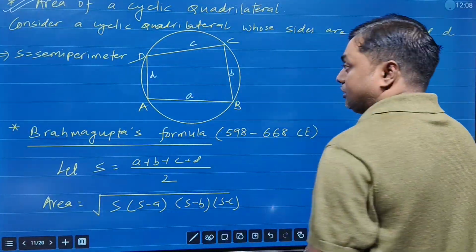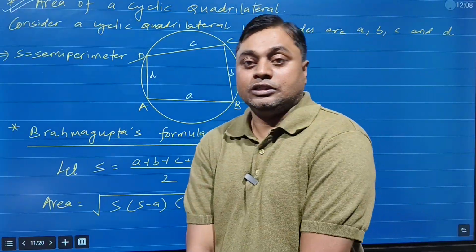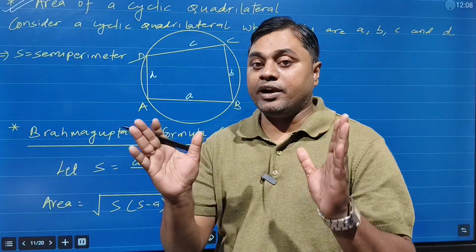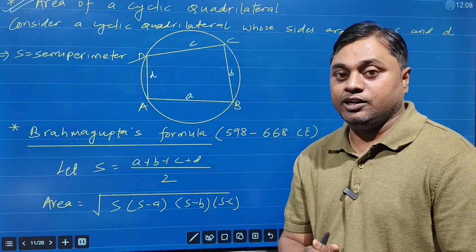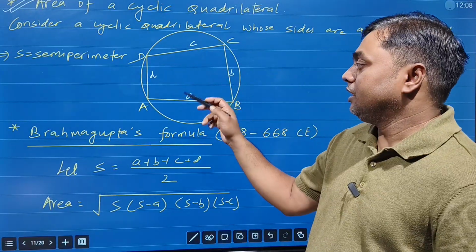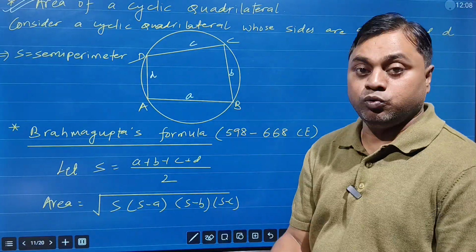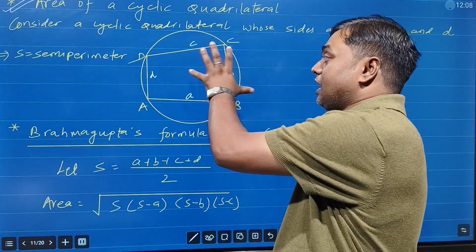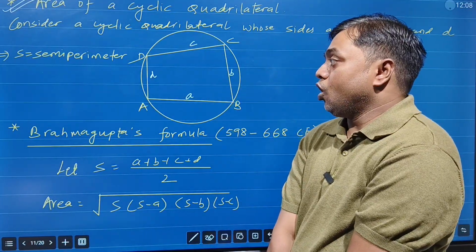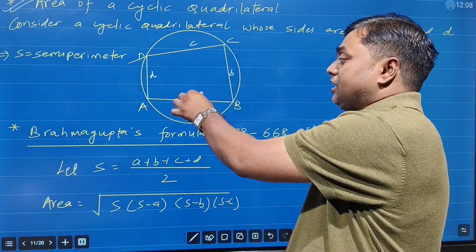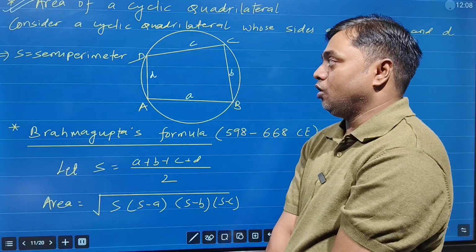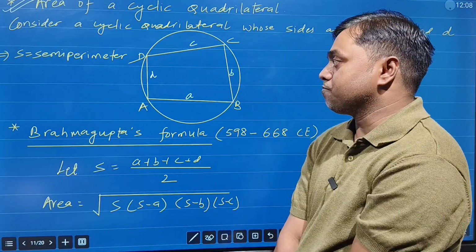A cyclic quadrilateral. You should understand what a cyclic quadrilateral is. If the 4 vertices of a quadrilateral lie on a circle, it is a cyclic quadrilateral. You can consider a circle in which A, B, C, D are the 4 vertices of a quadrilateral lying on the circle. So this is our cyclic quadrilateral. We can consider a, b, c, d as the lengths of the 4 sides of a cyclic quadrilateral.